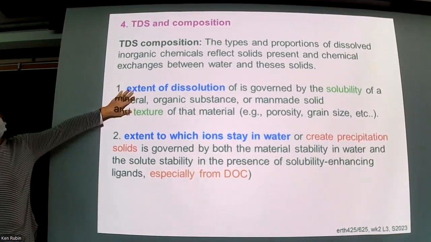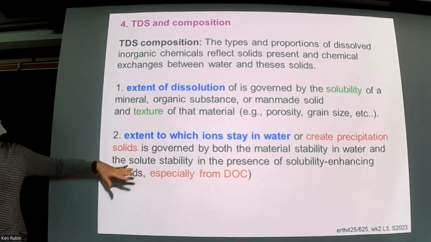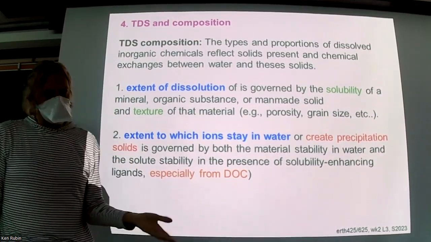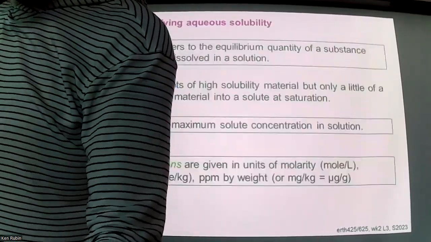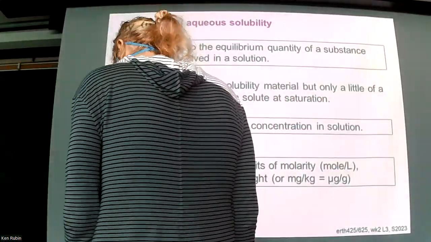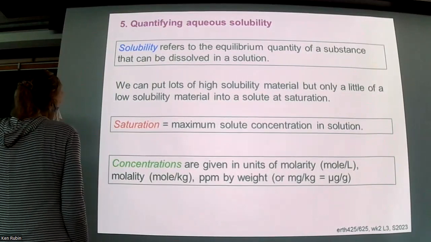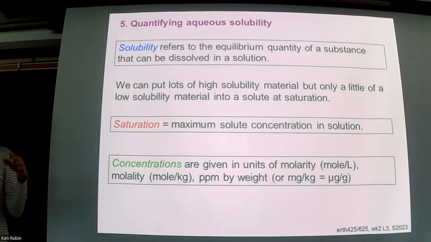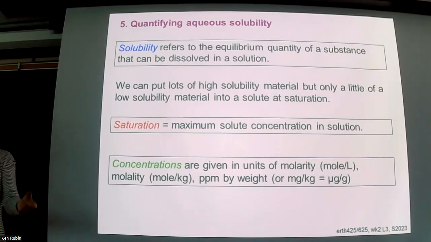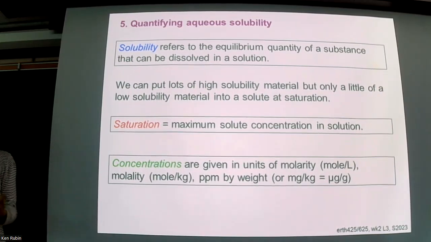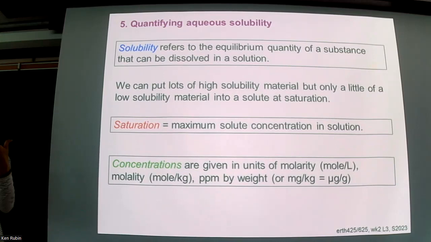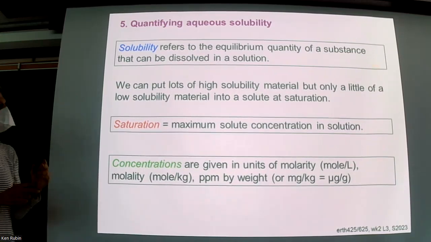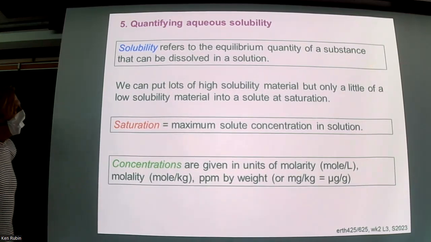So how something dissolves and what happens to it once it dissolves affects what the composition of a water is going to be as it migrates through the landscape. So these are just some definitions. Solubility is a quantity we can measure. It's usually measured in moles per liter or grams per liter of a solid into a solution at a specific temperature. You can look these things up in tables, Google them, whatever.